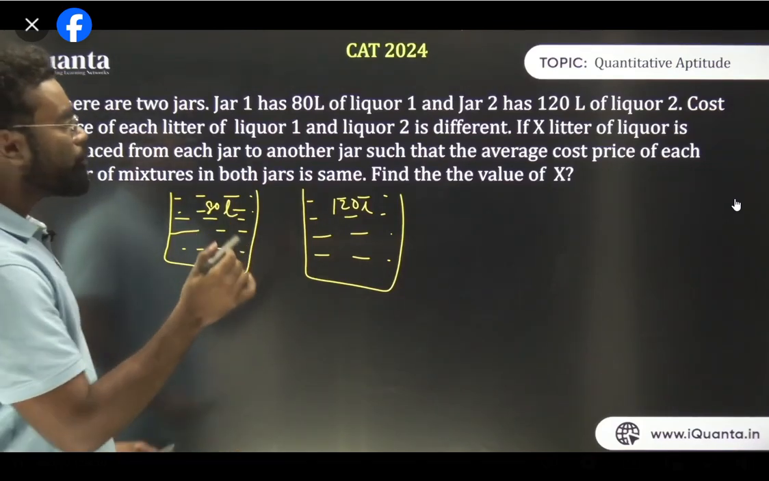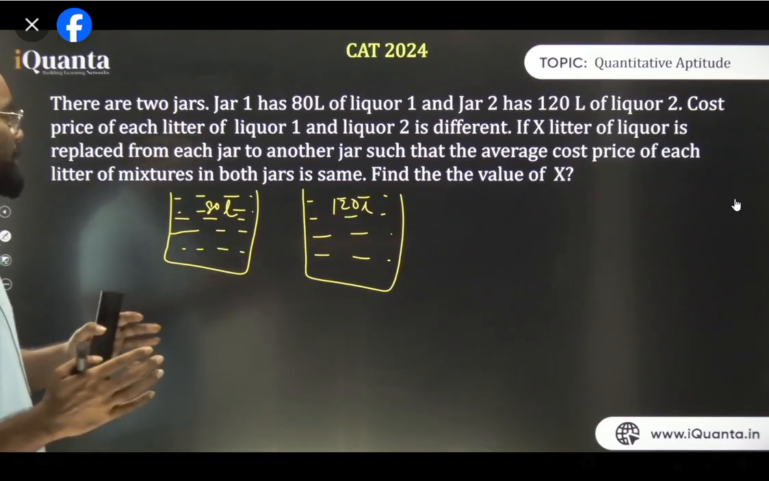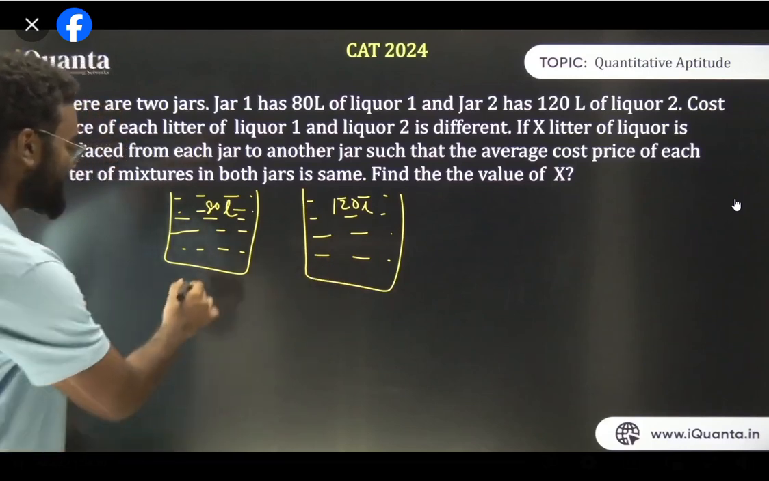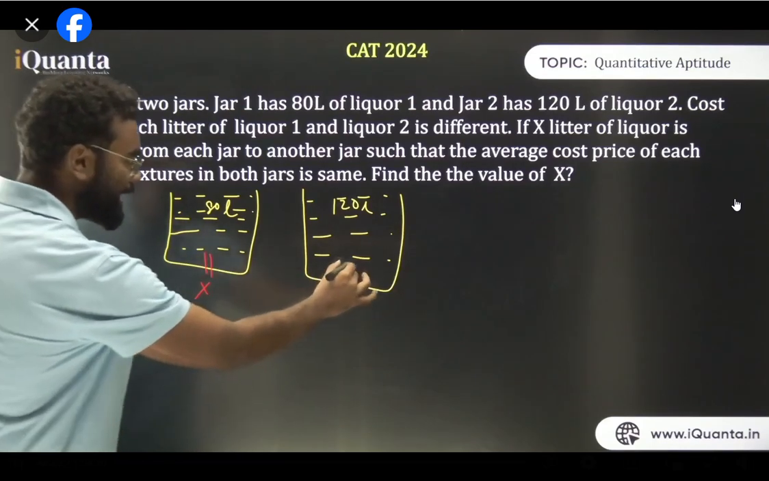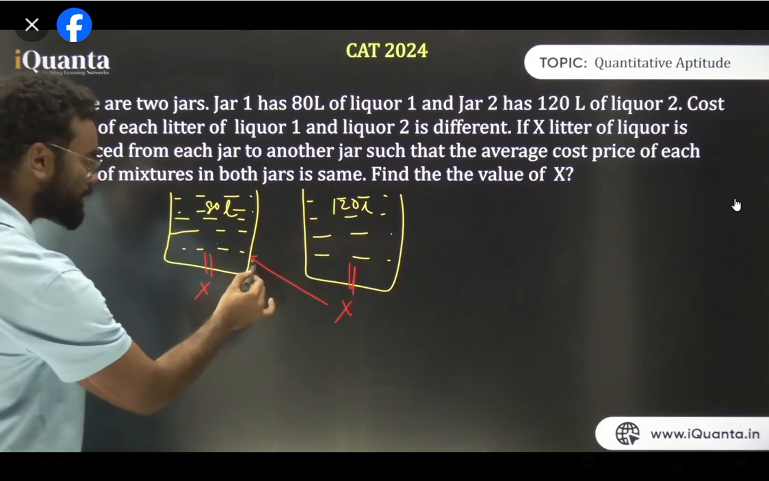Now what is said, like Jar 1 and Jar 2 is 120. The cost of these two alcohols, or liquors, the same thing, is different. So I have removed X quantity from here, I have removed X quantity from here. It's like this, I am removing X quantity from here, I am removing X quantity from here. And then mix this X quantity to this, so adding this to here and adding this to here.